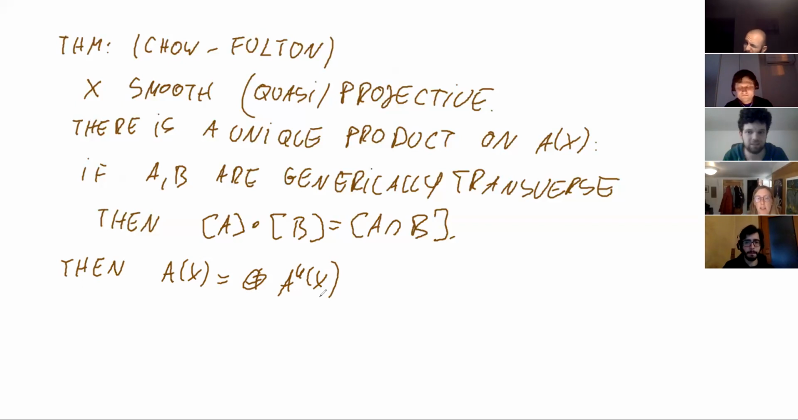So does that mean it's not possible to multiply any two elements? Well, no, in a ring, you can always multiply two classes, but it does not mean that you can find representatives that will intersect transversally. Okay, so if you happen to find representatives that intersect generically transverse, then you know how to multiply. But in general, it could be quite hard to multiply classes.